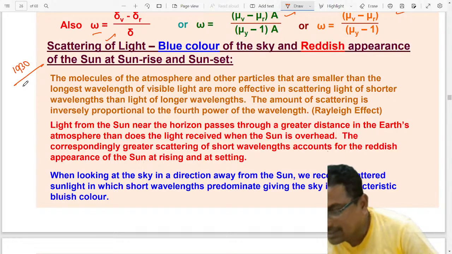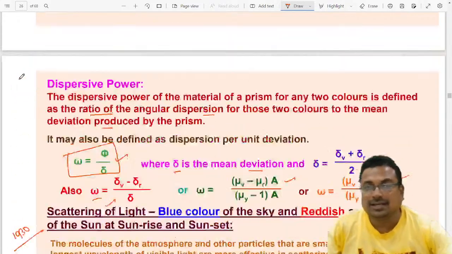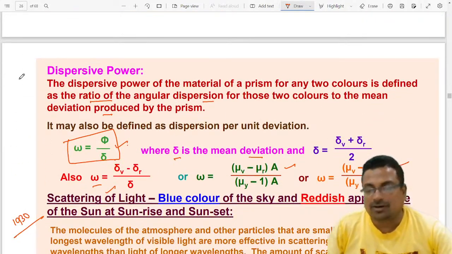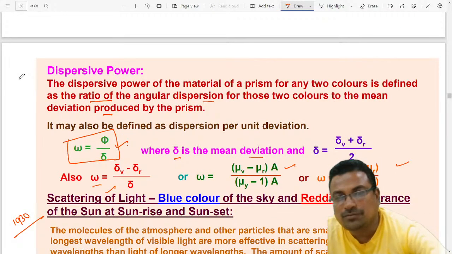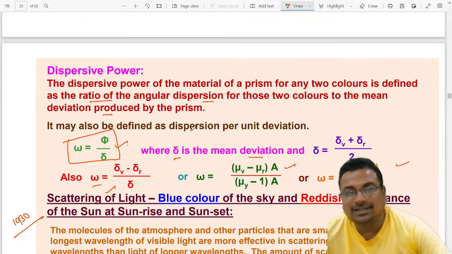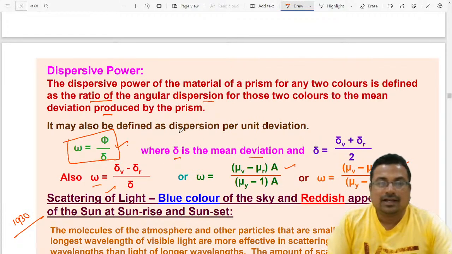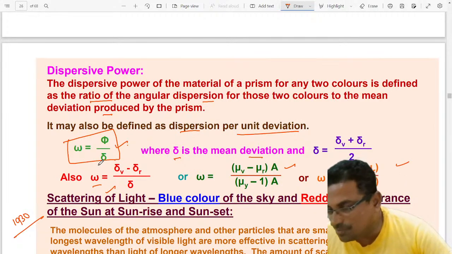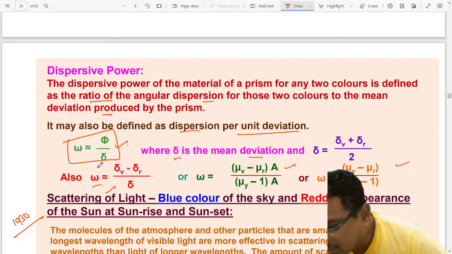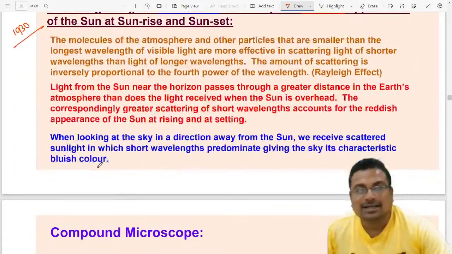Chetraji, regarding dispersive power, it is nothing but dispersion per unit deviation. Dispersion per unit deviation is called the dispersive power.